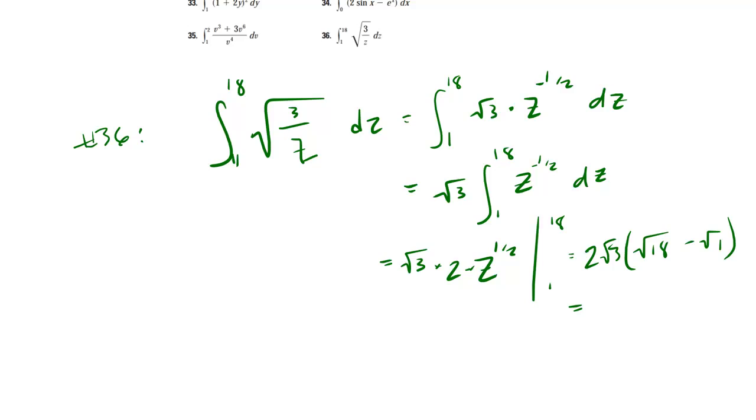Is there anything we could do to make this nicer? I suppose we could call this 2 root 3 times (3 root 2 minus 1). We can multiply it out, but let's just leave it there.